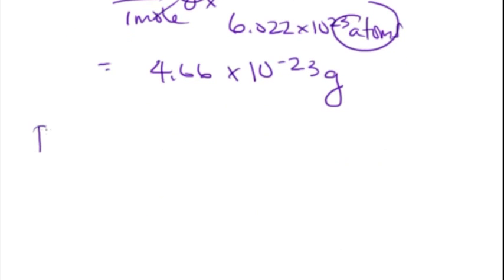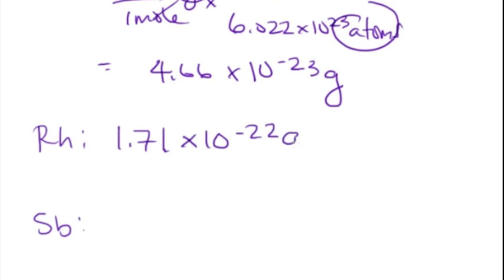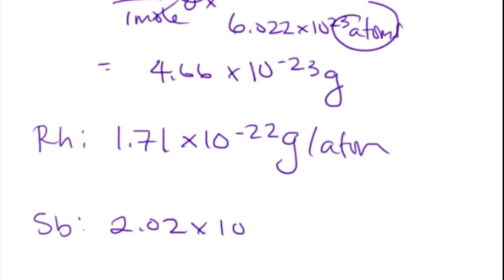You would solve for rhodium and antimony the same way, and when you do, you find that the answer for rhodium is 1.71 times 10 to the minus 22 grams per atom, and for antimony it is 2.02 times 10 to the minus 22 grams per atom.